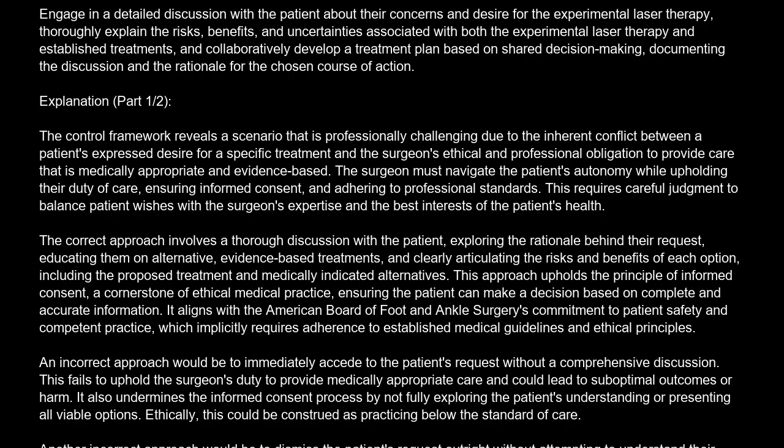An incorrect approach would be to immediately accede to the patient's request without a comprehensive discussion. This fails to uphold the surgeon's duty to provide medically appropriate care and could lead to suboptimal outcomes or harm. It also undermines the informed consent process by not fully exploring the patient's understanding or presenting all viable options. Ethically, this could be construed as practicing below the standard of care. Another incorrect approach would be to dismiss the patient's request outright without attempting to understand their perspective or educate them on alternatives.